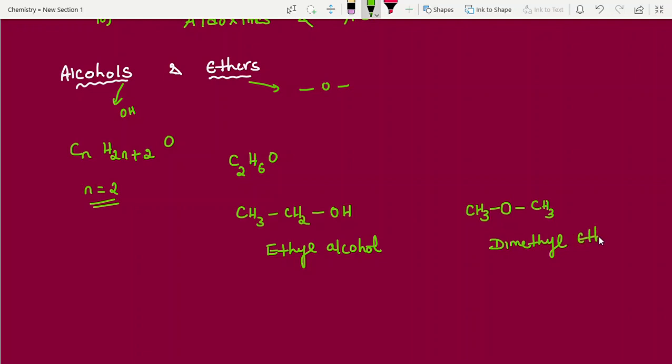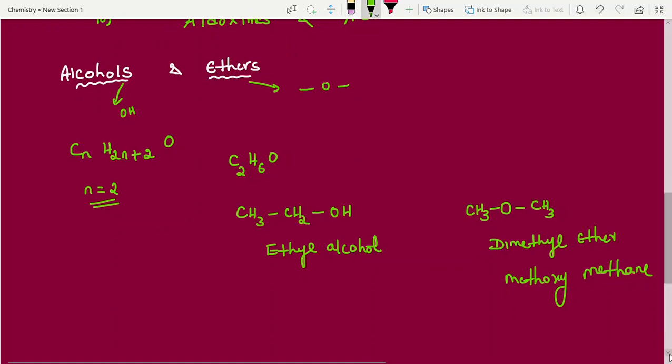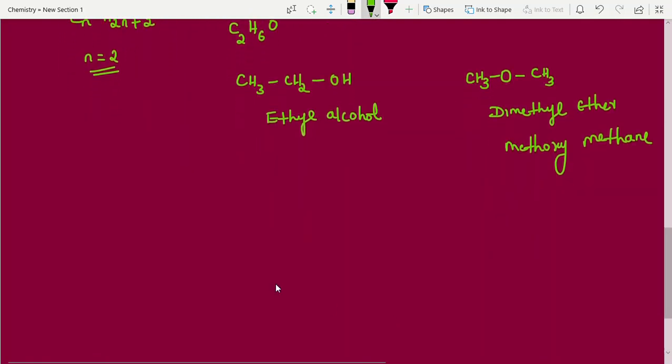The IUPAC name is methoxymethane. Here, methyl group with oxygen is methoxy, and the root word is methane. Clear, students? Same molecular formula. C2H6O: how many carbons? 2. Hydrogens? 6. Oxygens? 1. Here also the same. Same molecular formula but two different functional groups. This is what we call functional isomerism. Hope this topic is clear. Now go to the next one, thio alcohols and thio ethers.